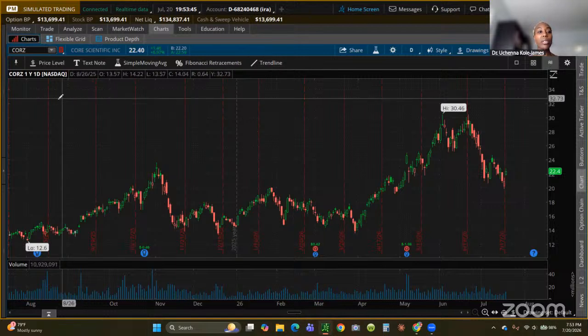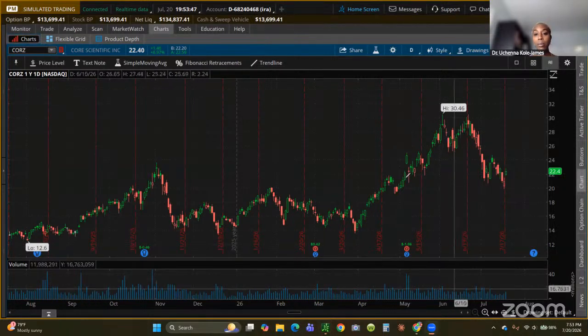When you see something like this, that is an M for murder. I would expect it to go down. It did bounce off of support right here, but I don't trust this one. If anything, I could do a spread, a bearish spread. I'm not putting anything bullish on this stock. Okay.